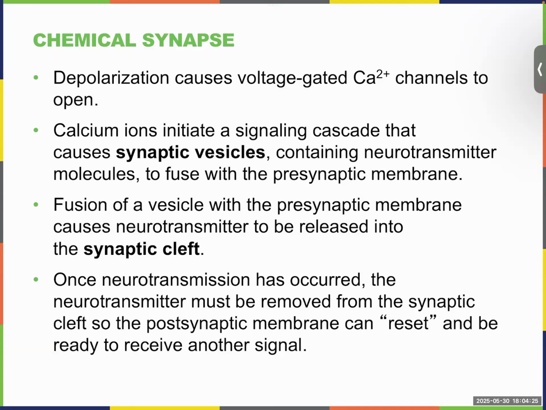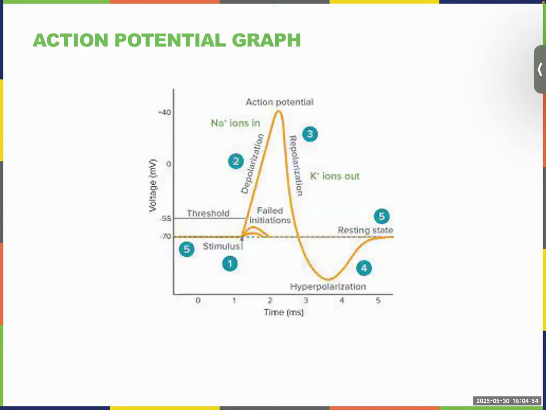So once neurotransmission has occurred, the neurotransmitter must be removed from the synaptic cleft, because otherwise, just like the action potential, we don't want it always on. We don't want this neurotransmitter causing these effects over and over again. Otherwise, the nerve cell or the muscle cell can't respond to new stimuli. So it has to be reset. When it says postsynaptic membrane, that would be after this axon terminal, after the gap, and the recipient cell is responding.